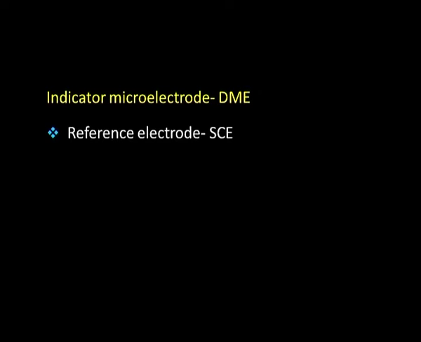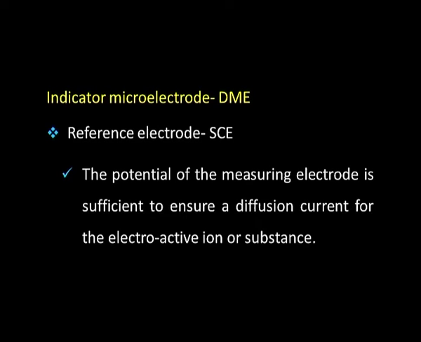The indicator microelectrode, as I told you, is the same, that is the dropping mercury electrode, and the reference electrode used in amperometry is the saturated calomel electrode. The potential of the measuring electrode is sufficient to ensure a diffusion current for the electroactive ion or substance. We can also say that first we should record a polarogram for the reducible ion, and then we must apply a potential at the plateau of the wave for carrying out amperometry.